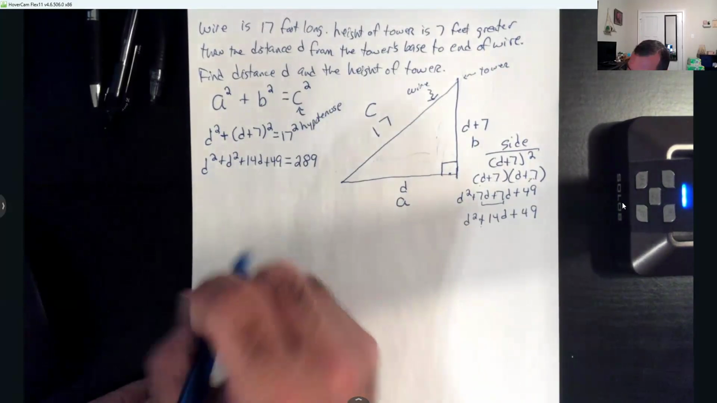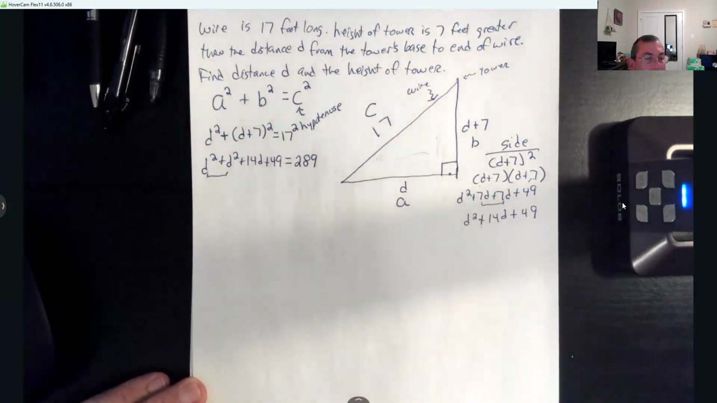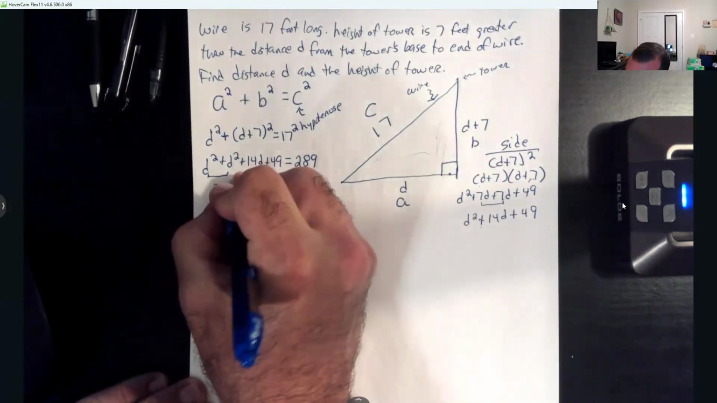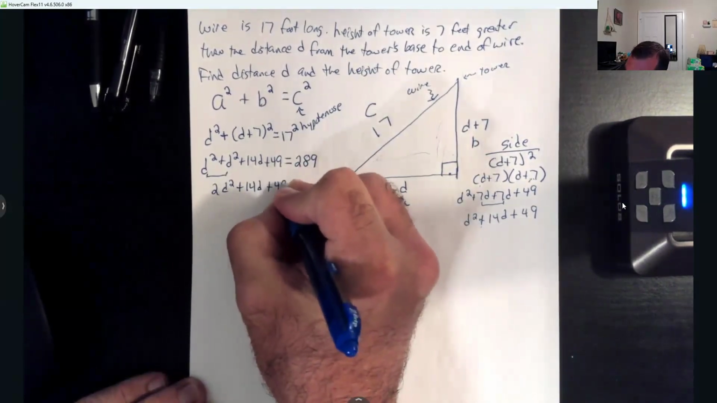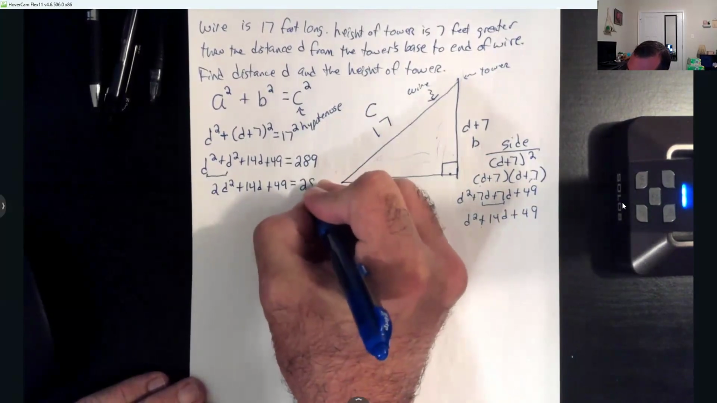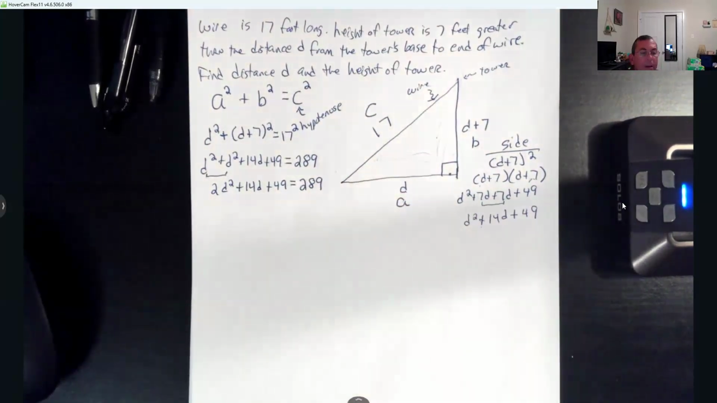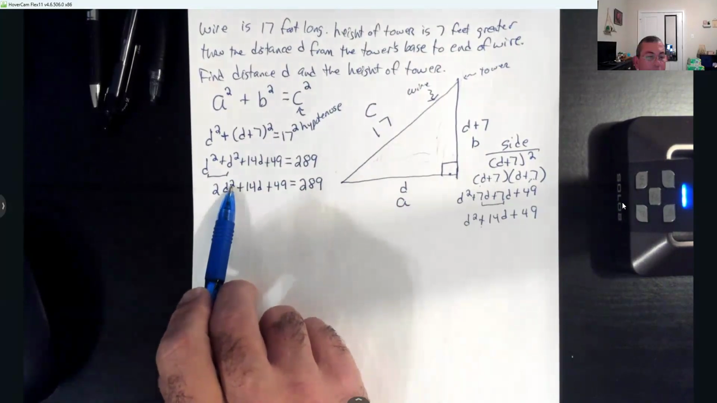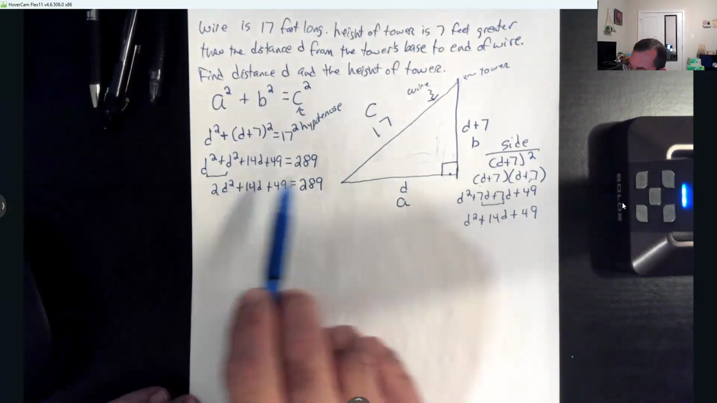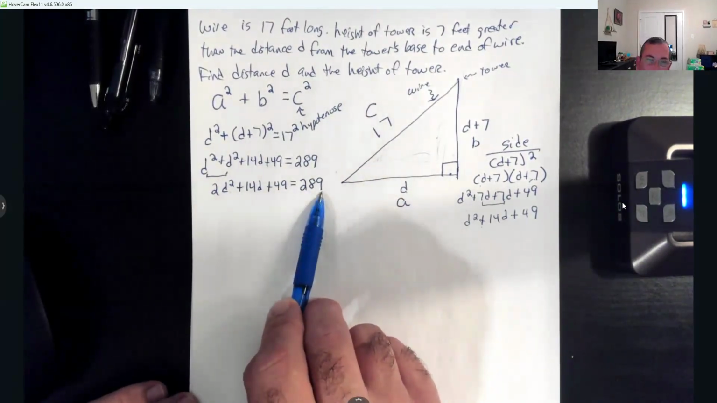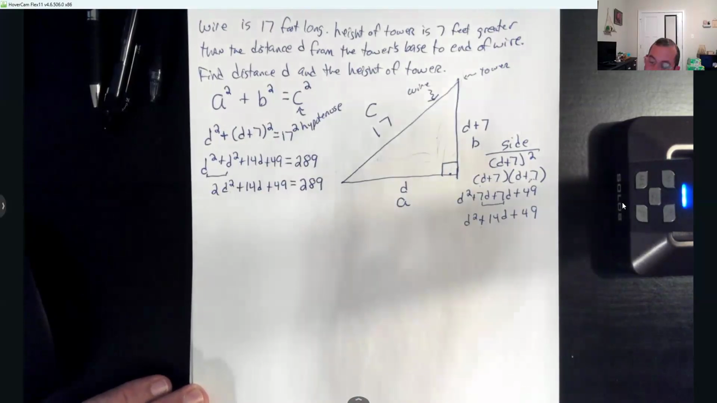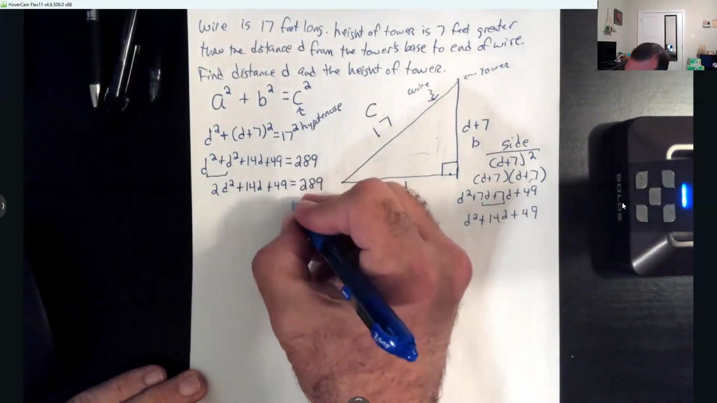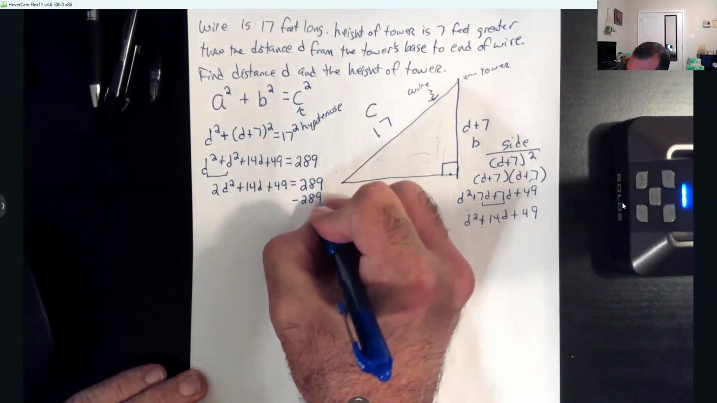All right, y'all. So before I do anything, I'm going to add my like terms on the left side. So a D squared and a D squared will give you 2D squared plus 14D plus 49 equals 289. So this is quadratic because of that D squared term. So what do I need on the right side if it's quadratic? That 289 needs to be a 0. So to make that a 0, we're going to subtract 289 from both sides.